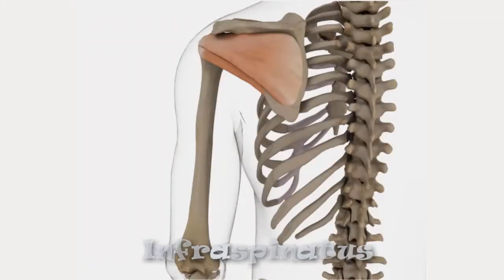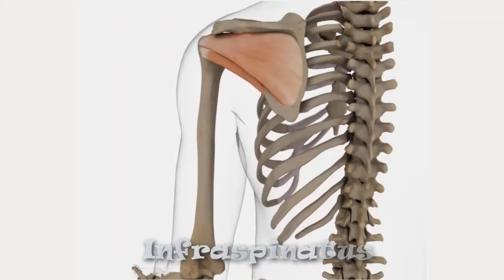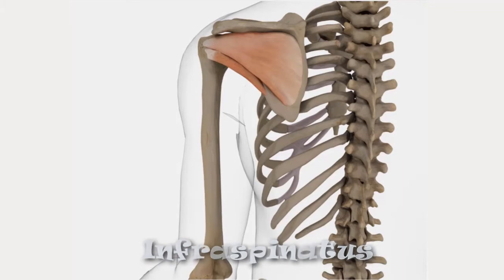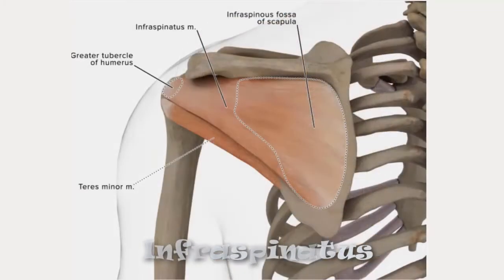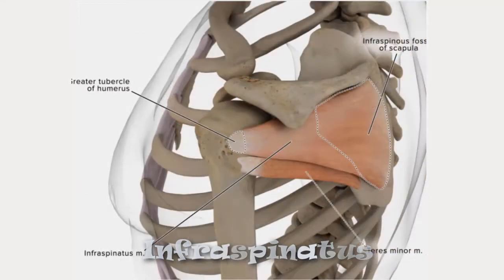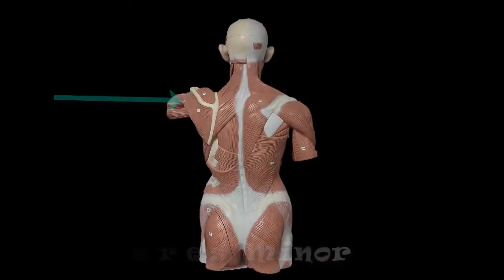This muscle performs lateral or external rotation of the arm at the shoulder joint. Its origin is the infraspinous fossa of the scapula. Its point of insertion is the greater tubercle of the humerus. The teres minor.